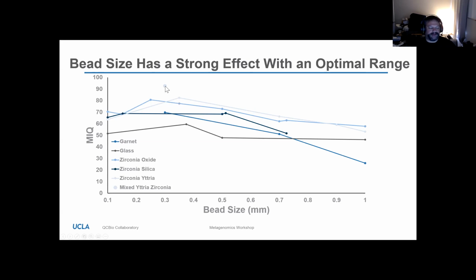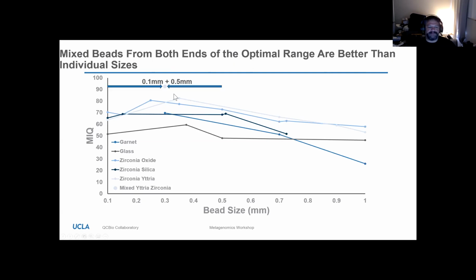This single dot up here represents zirconia yttria beads of mixed size, and that mixed size is a mixture of 0.1s and 0.5s. So Timothy, to answer your question, this is what was actually used to generate our bead data. So does that answer your question?